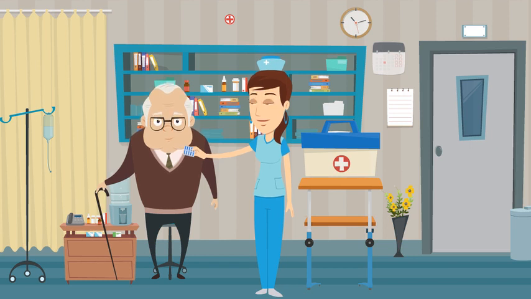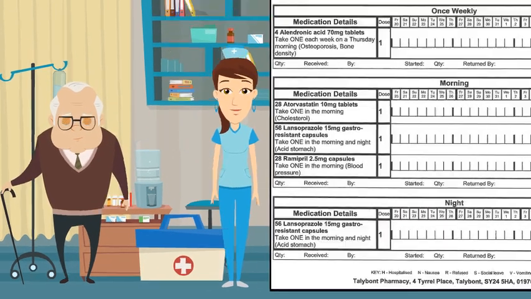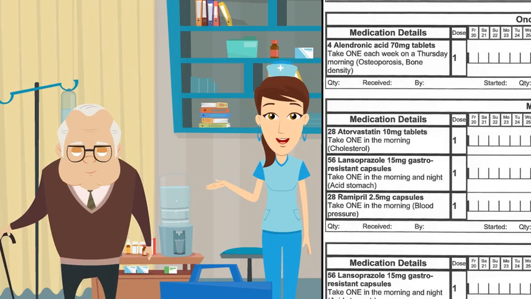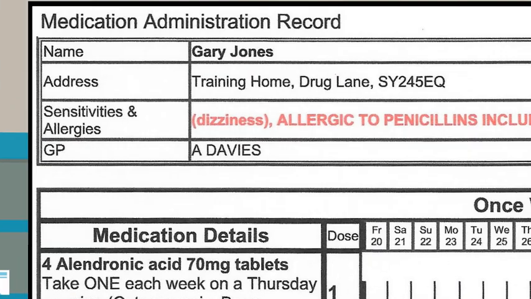In this video, I will be explaining the safe procedure in administering medication to a patient. Locate the patient and the patient's medication with a MAR chart. Check the patient name, address and date of birth and cross-check with the information on the MAR chart.